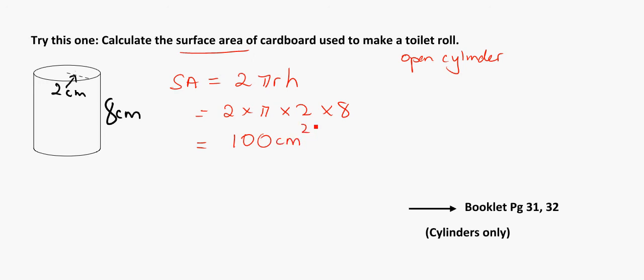Okay, so be careful whether it's an open or closed shape, and just find the areas. Okay, you've got some to find in your booklet on pages 31 and 32. Now, don't worry about any shapes other than the cuboids and the cylinders. But if you want an extension, do the other shaped solids. Great.